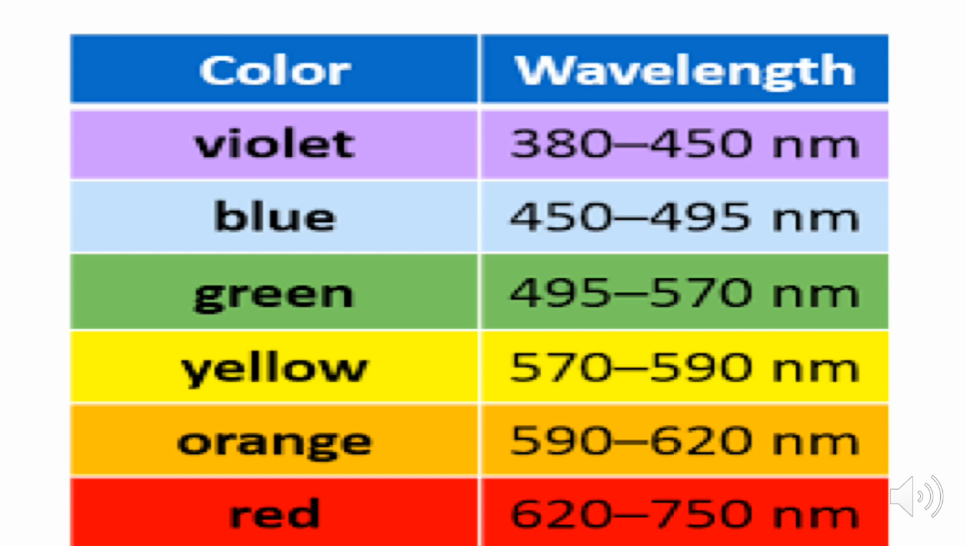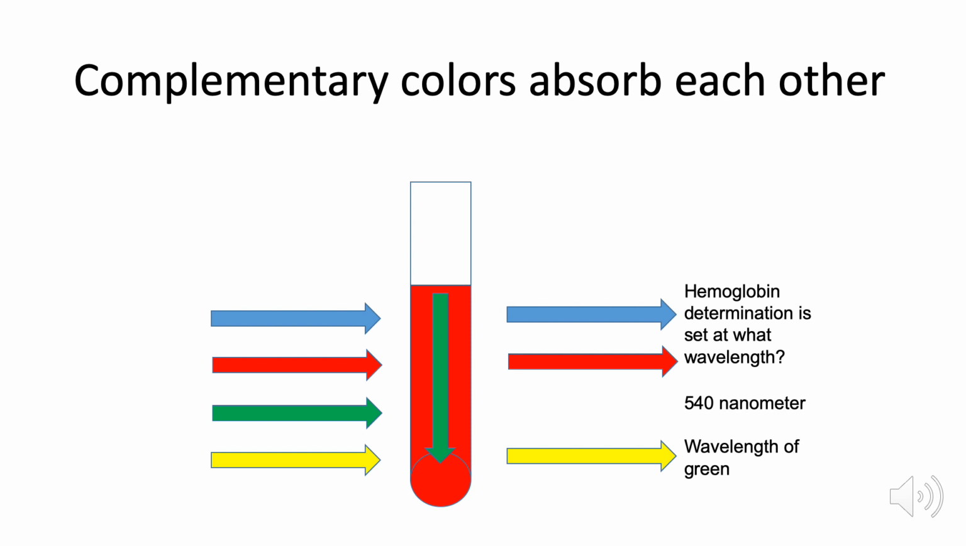That's the very reason why, if you're performing hemoglobin concentration determination in hematology, you set the spectrophotometer at 540 nanometers. Why? Because the wavelength for green light is 495 to 570, and that will include 540 nanometers. When you are performing hemoglobin concentration determination, the final color is red because that's the color of hemoglobin. So expect that hemoglobin will absorb green light. So set the spectrophotometer within the green region.